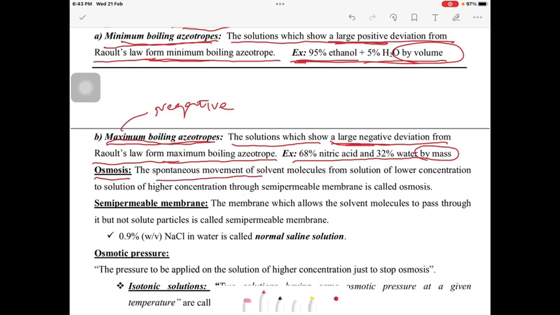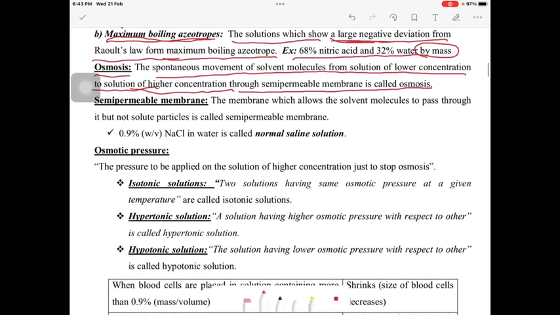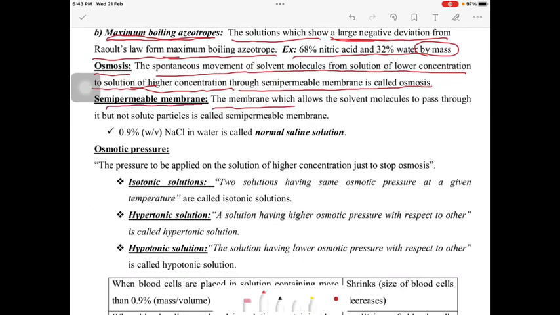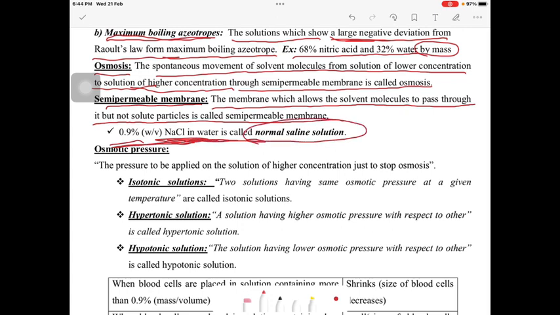Osmosis: the spontaneous movement of solvent molecules from the solution of lower concentration to the solution of higher concentration through a semi-permeable membrane is called osmosis. Semi-permeable membrane: the membrane which allows solvent molecules to pass through it but not solute particles. 0.9% weight by volume of NaCl in water is called normal saline solution. Osmotic pressure: the pressure to be applied on the solution of higher concentration just to stop osmosis.